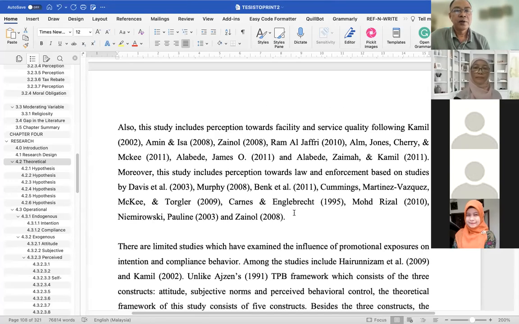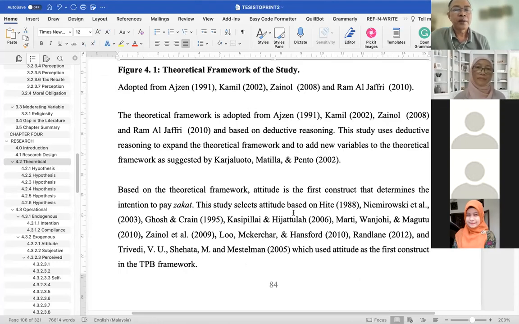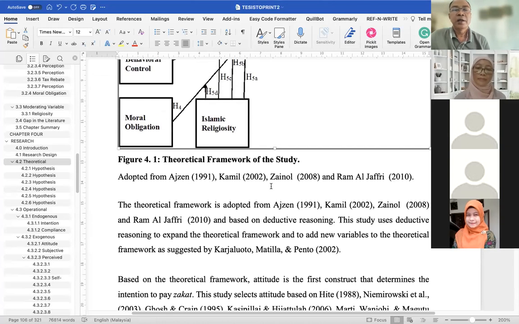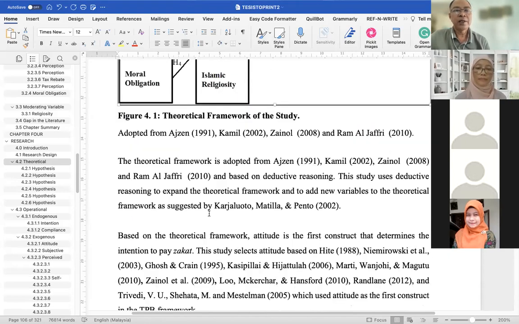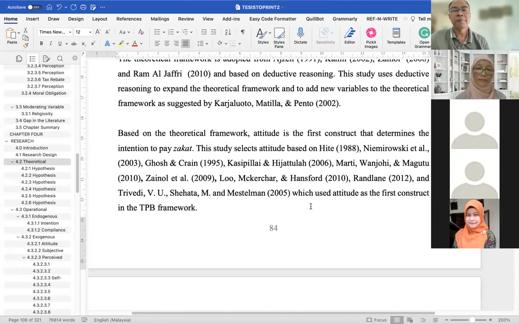After writing the theoretical framework of the study, you need to justify the inclusion of every variable. So for example, you have 1, 2, 3, 4 IVs. Why do you include these IVs? So you need to justify here. So attitude is included based on these studies, for example, right?